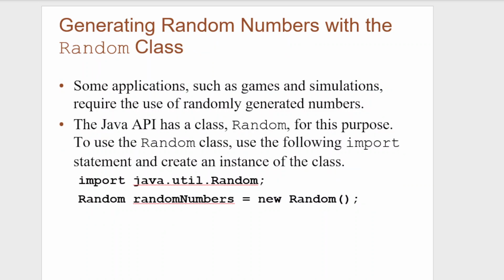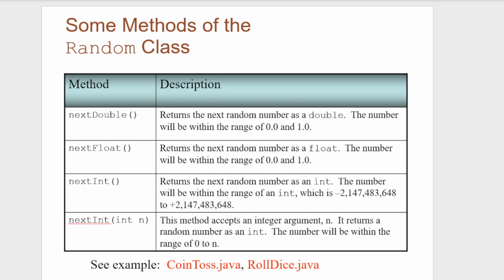All right, so we're almost done. Random number generators. Again, with the Java API, there's a class called Random we can bring in. Classes have methods. We have to import it just like we did with scanner. So import java.util.Random. You initialize it, randomNumbers equals new Random. And then you have these methods here.